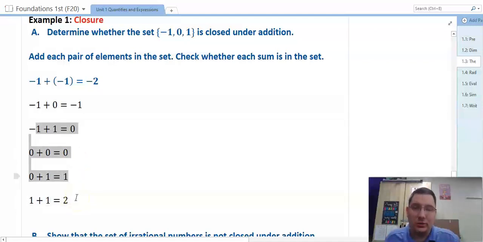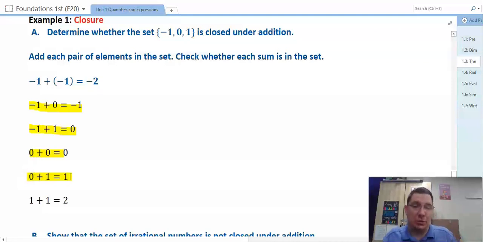So for these 4 in the middle here, it works out, right? This one, this one, this one, and this one. Those all work out because the answer comes out to a number in our set that we started with. It's either -1, 0, or 1.